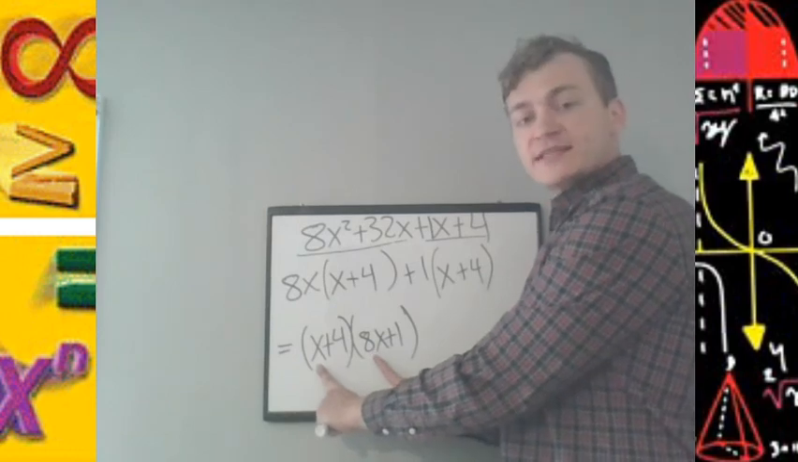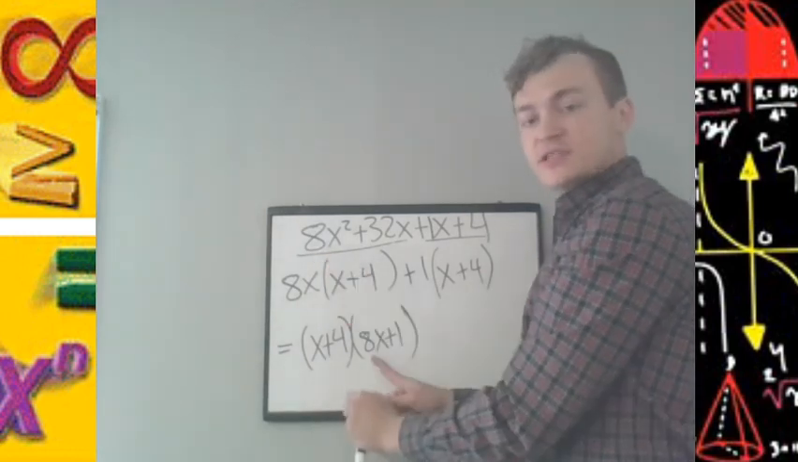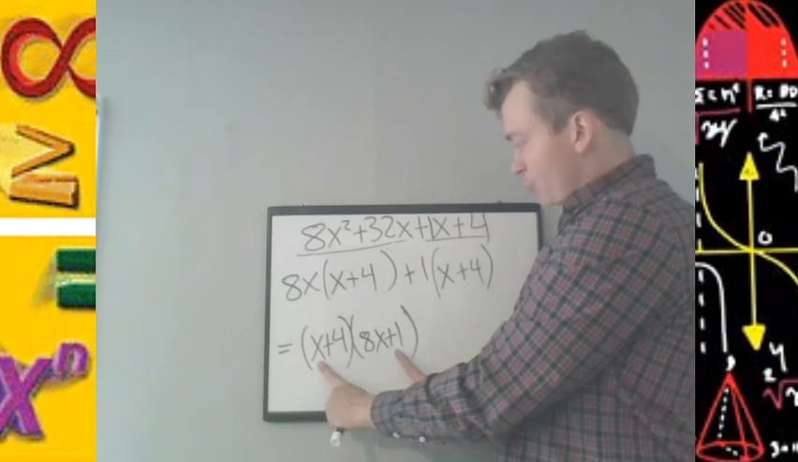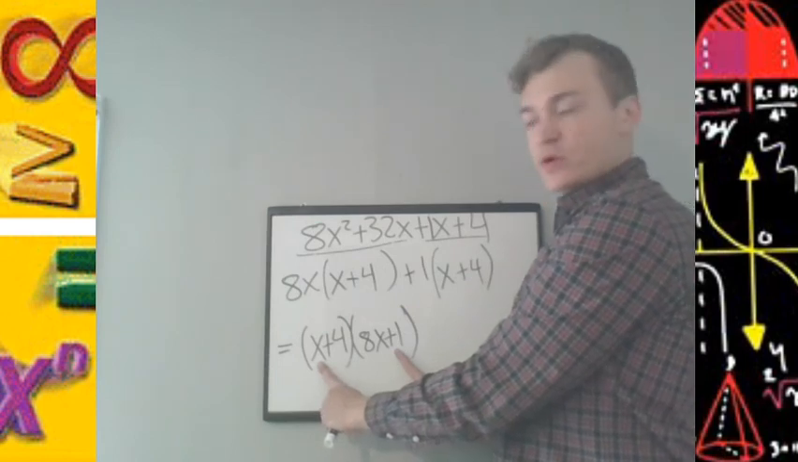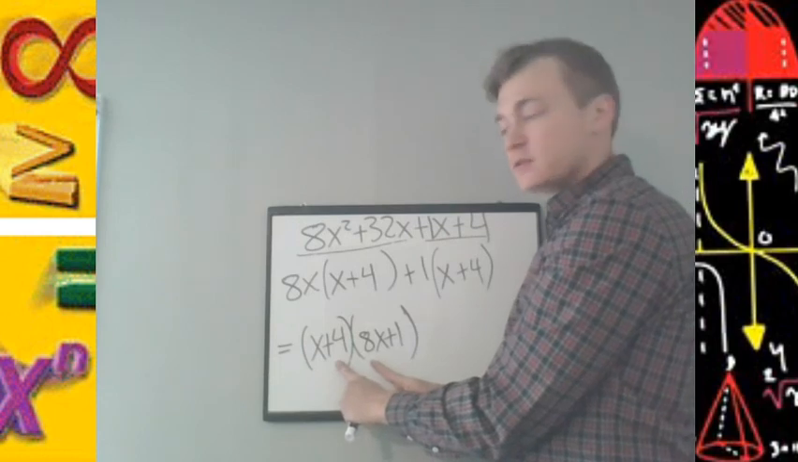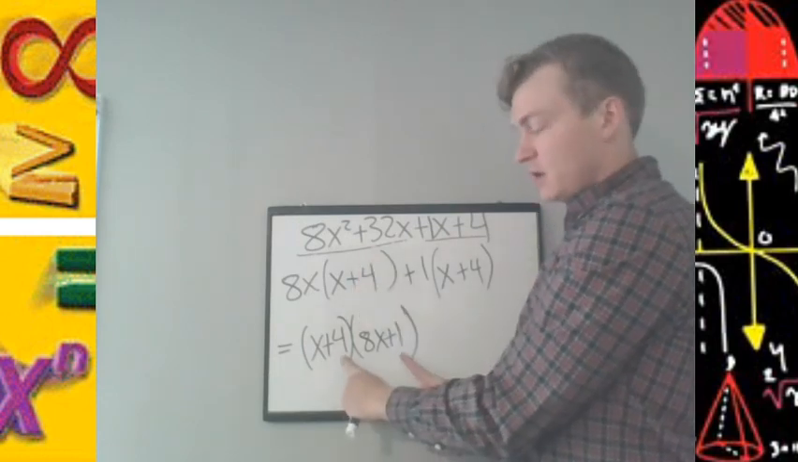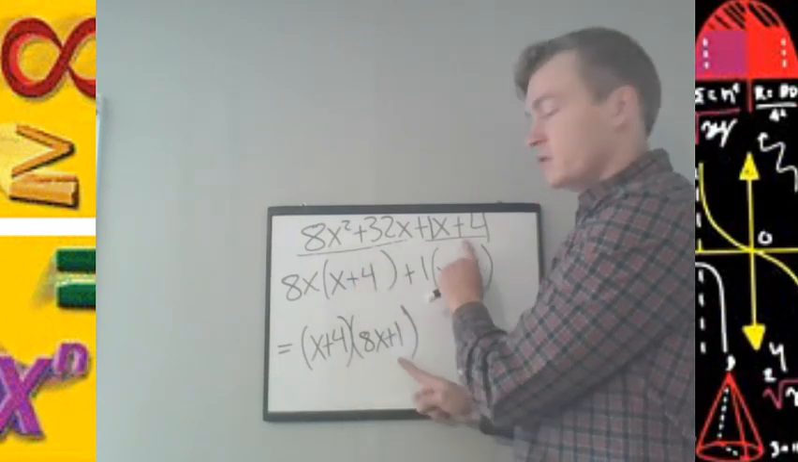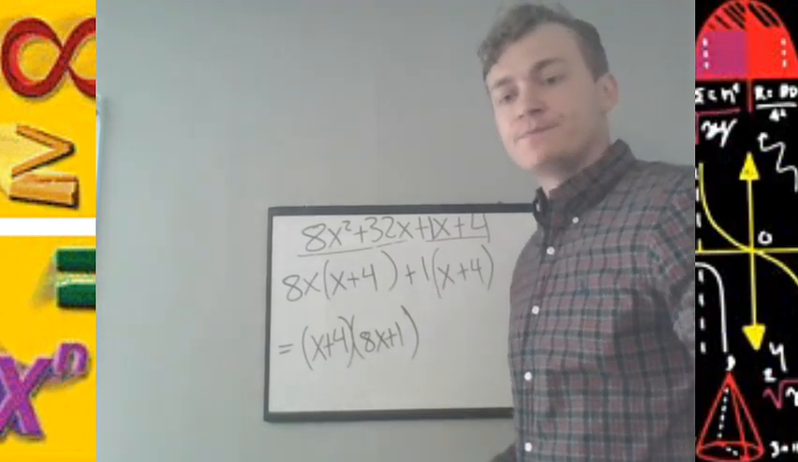Product of first terms, x times 8x is 8x squared. Product of our outside terms here, x times 1 is 1x. Product of inside terms, 4 times 8x, 32x. Product of last terms, 4 times 1, gives us 4.